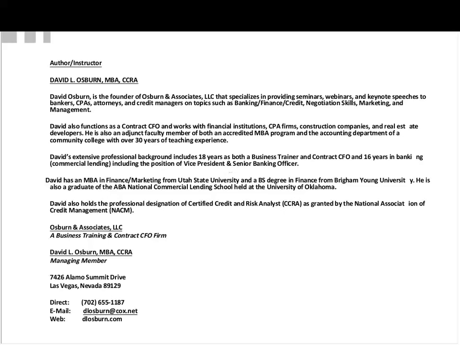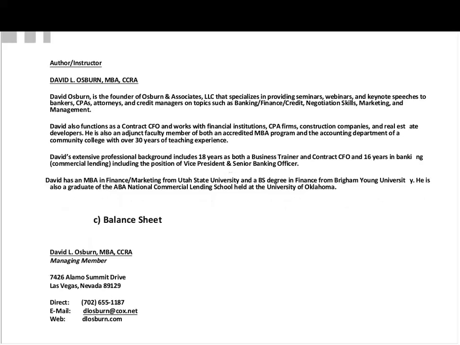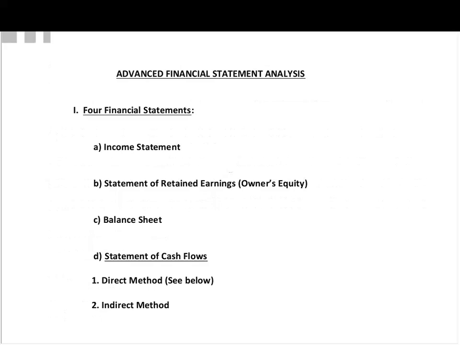With that, let's move forward into our material for today. Page number 3. Four financial statements, just some basic review of the basic accounting, if you will. Income statement, as you can see, statement of retained earnings, balance sheet, and the statement of cash flows.